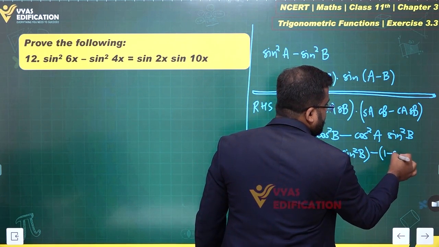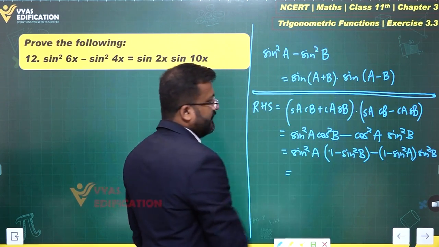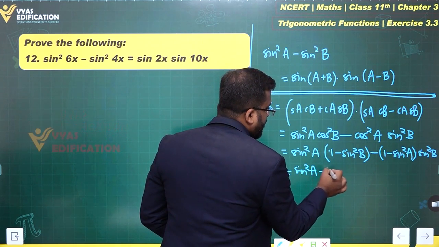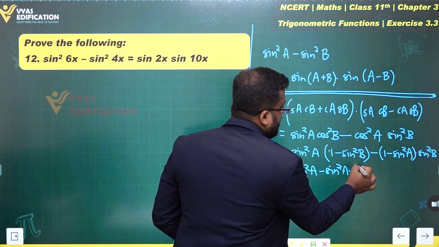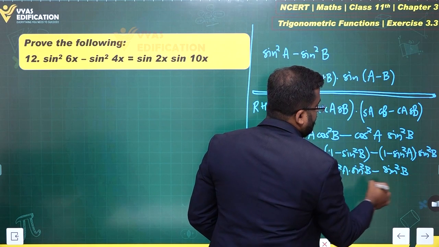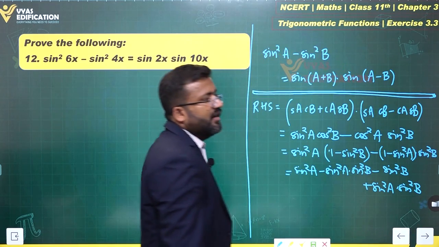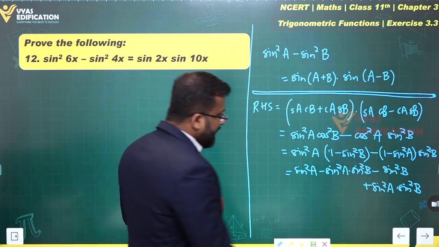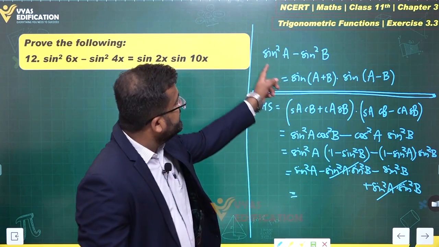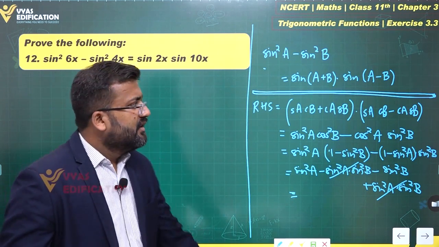This is cos square A, which is 1 minus sine square A, and this is sine square B over here, okay? What next? This is sine square A minus sine square A times sine square B minus sine square B, and plus sine square A times sine square B is what I get over here, right? These terms will get cancelled, and what I'll have is sine square A minus sine square B. As you can observe, this is one important result, which if you remember, you can directly solve this one.